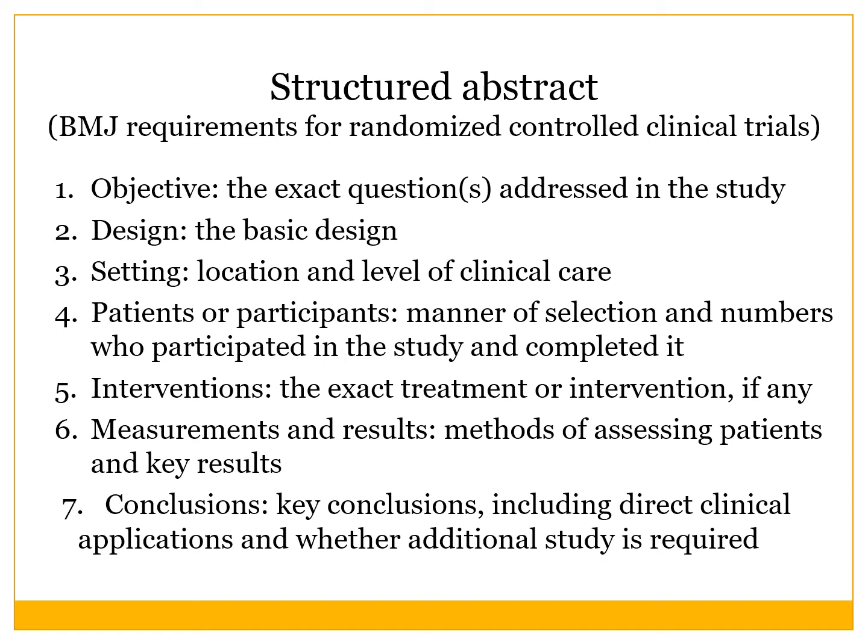The structure of the abstract usually includes a bit of each section of the paper, because it is a summary of your paper. It will include the objective, the basic design, which includes a simple statement about the methodology used, settings, where the research was conducted, patients and participants, how many, how the sample was collected, interventions used, and also the results. At the end, it will come with a conclusion.